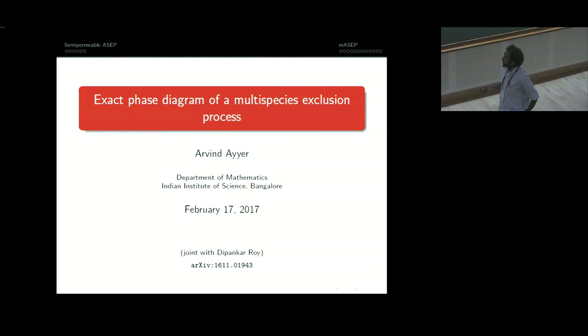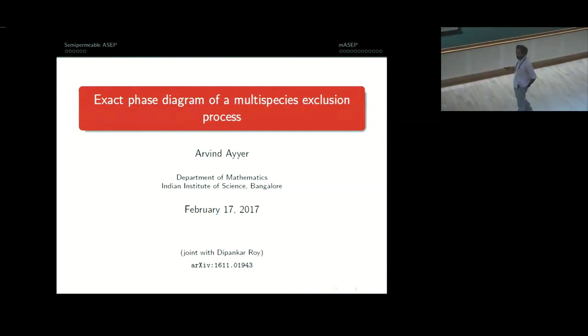So this is recent work that I've been doing with my student Dipankar Roy, who's over there. Dipankar, please raise your hand. Okay, he's there. If anybody wants to simulate exclusion processes, he's the go-to guy for you. And this work is on the arXiv.